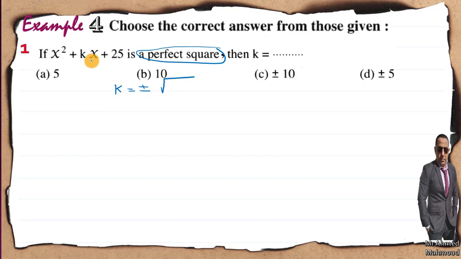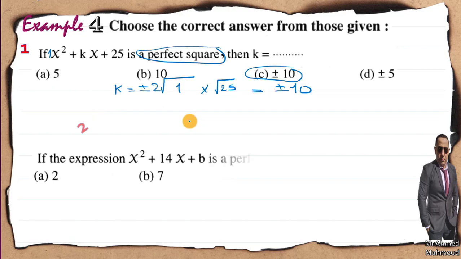Root of the first, but I don't write x or y because here he wrote x, so I'm going to write the numbers only. 1, root 1 times root of the third, 25. Don't forget to write 2 at the beginning. So it is equal to negative or positive 2 root 1 times root 25, which is 10. So the choice here is C.